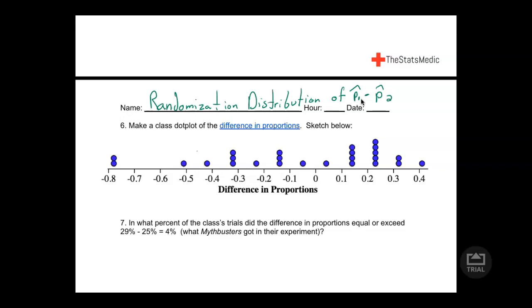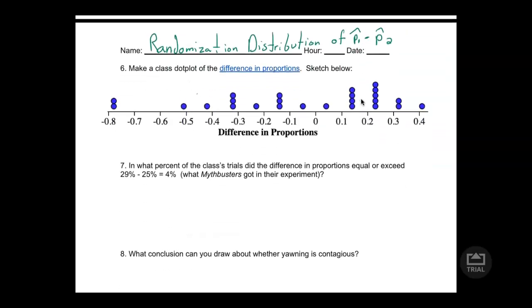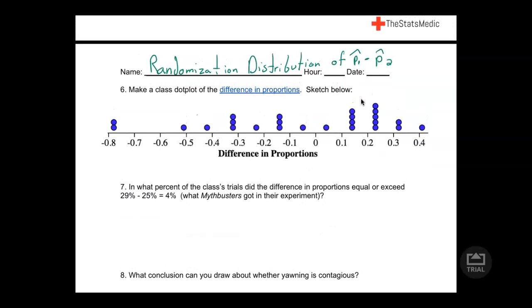Okay, so the question says, in what percent of the class trials did the difference in proportion equal or exceed 4%? Again, it's always in the direction of the alternative hypothesis. Basically, what they're asking you to find is the p-value.